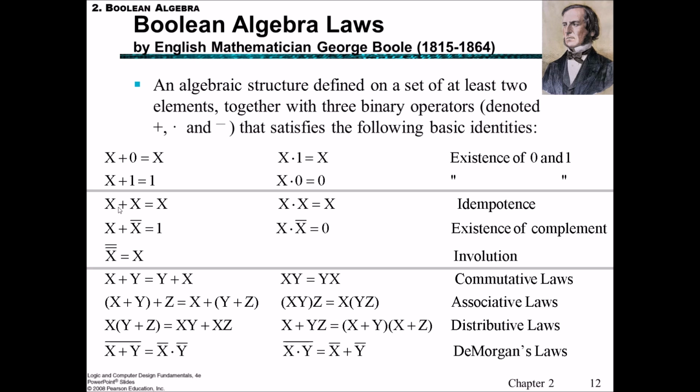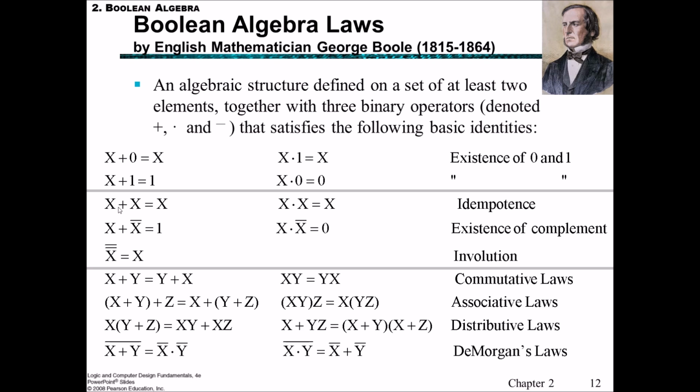Boolean algebra also follows the commutative laws, where it doesn't matter which order they're placed in. x or y is the same as y or x, and x and y is the same as y and x, although generally we would write it in the order in which the letters fall in the alphabet for consistency.